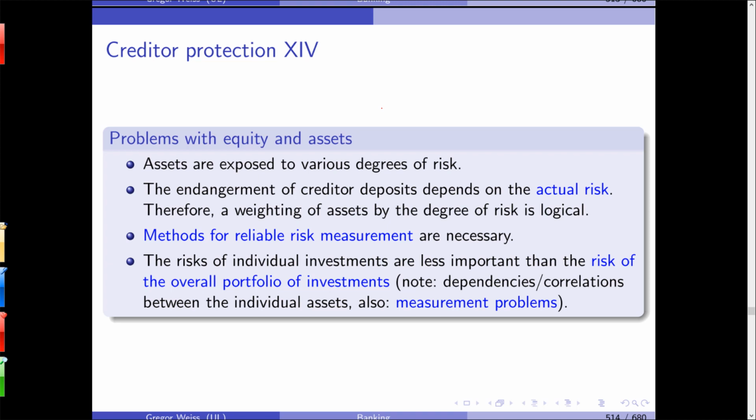So banks and bank managers will have an incentive to keep equity low, because otherwise their cost of capital will be too high. But then if equity is too low, capital is too low, and regulators will step in.